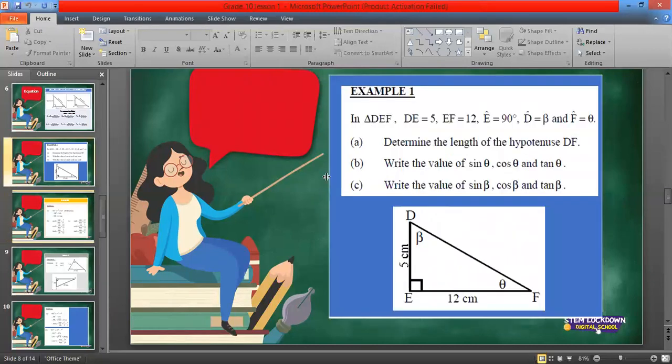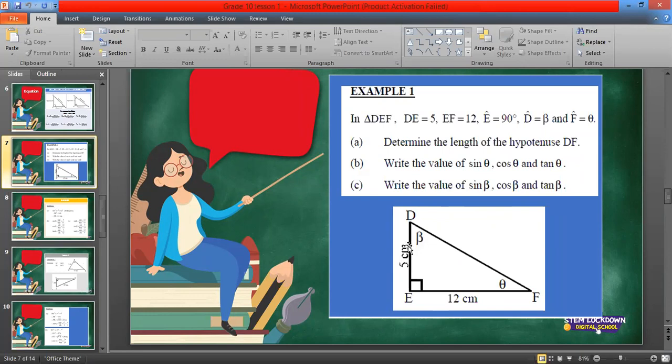On the next slide, question C: write down the value of sine beta, cos beta, and tan beta. So what is sine beta? Again, sine is opposite over hypotenuse. Now we define this angle, this is our angle beta.